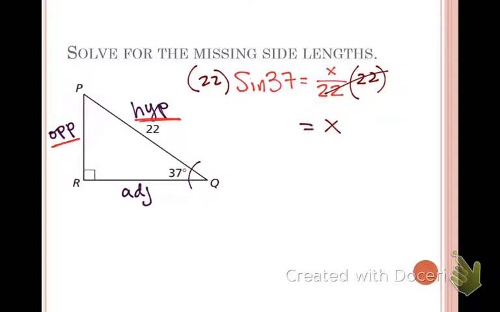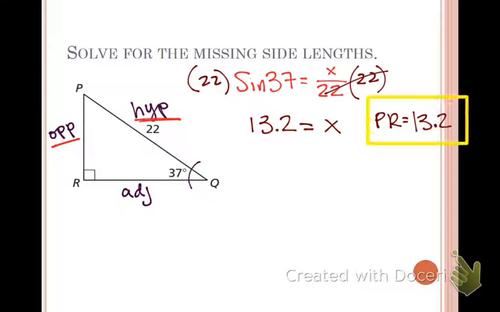So 22 times sine of 37 is 13.2. We'll do the tenths. Do not circle x. We made up x, didn't we? So we need to actually name it. What was the name of that side? PR. And the length of PR, you just write PR with no line above it. That means length of PR equals 13.2. So PR equals 13.2.